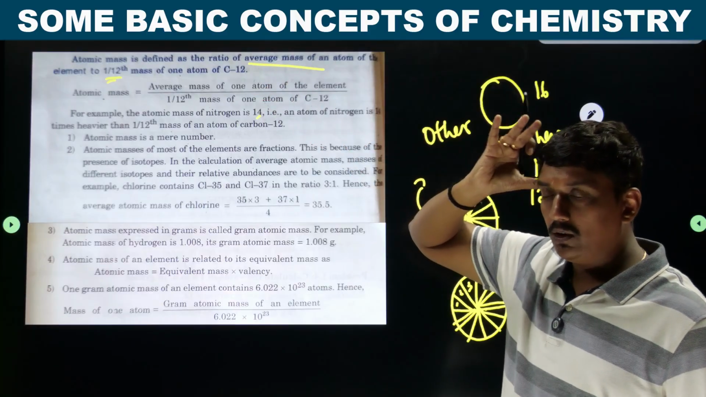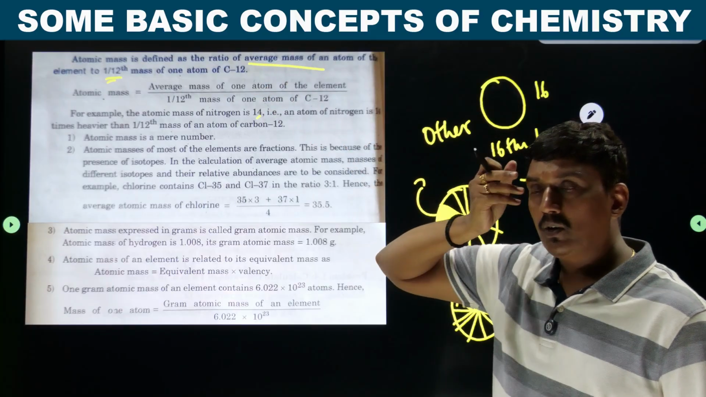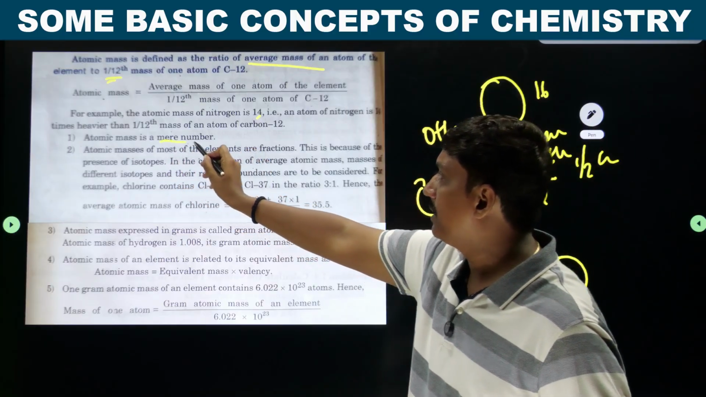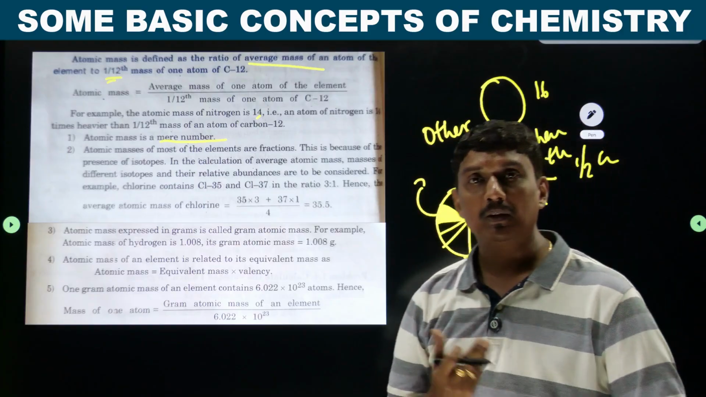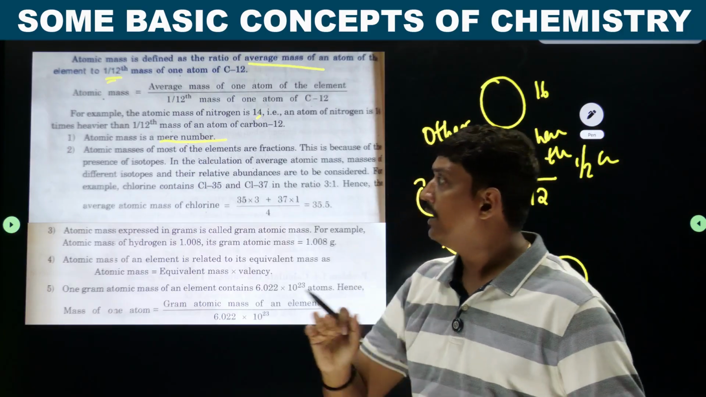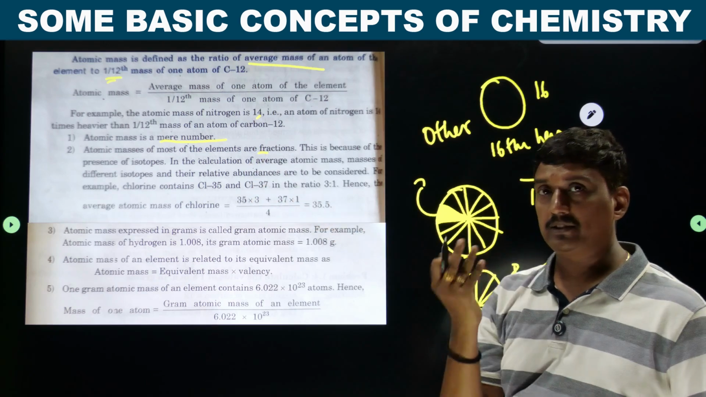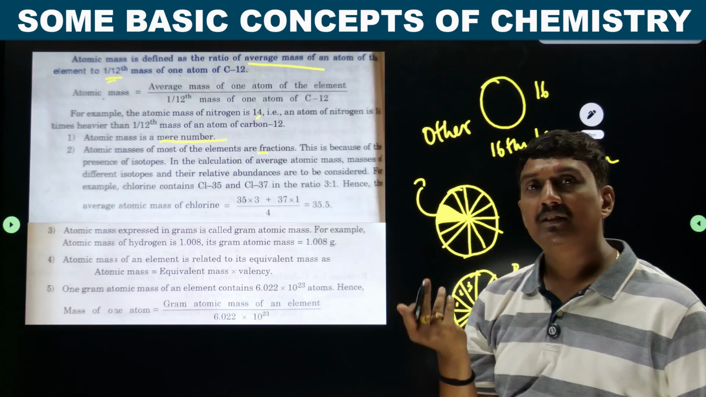If you look into the features of atomic mass, what is it? Atomic mass is a mere number, that's it. So atomic masses of most of the elements are fractions. As I already said, why is it a fraction?